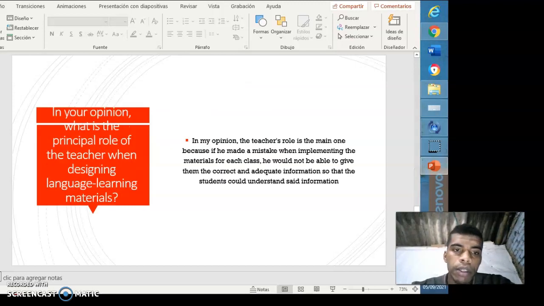And the last question is, in your opinion, what is the principal role of the teacher when designing language learning materials? And in my opinion, the teacher's role is the main one, because if he makes a mistake when implementing the material for each class, he will not be able to give them the correct and adequate information so that students could understand said information.